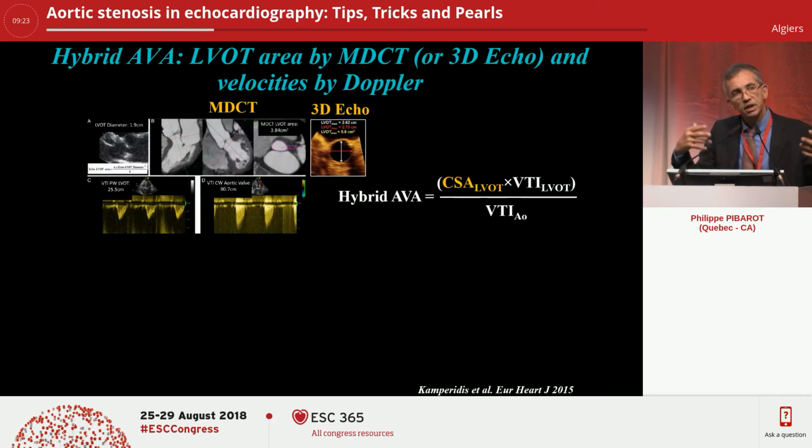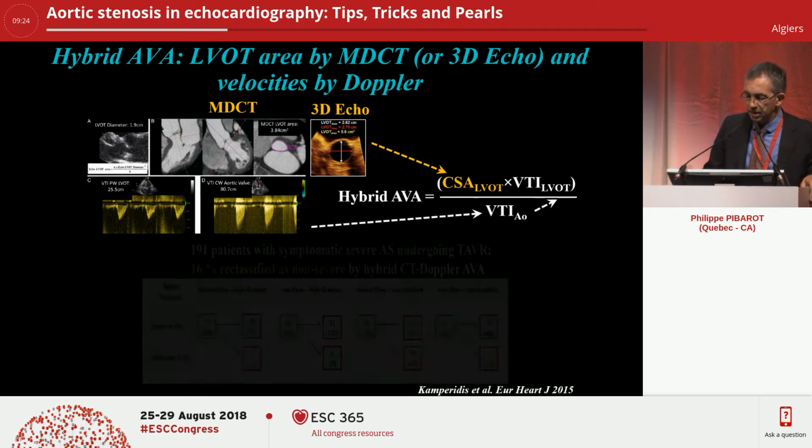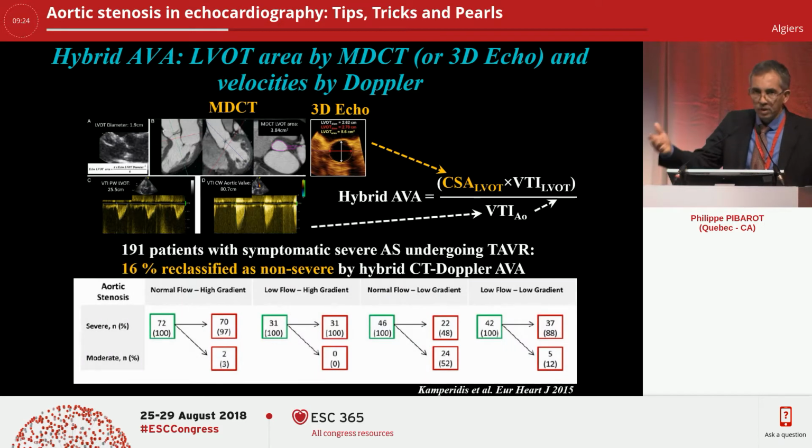So given the limitation and the challenge in measuring the LVOT area by 2D echo, as we do routinely in the echo lab, some people have proposed to use a hybrid method where you measure the LVOT area by CT or 3D echo instead of measuring by 2D echo. And then, of course, you use the velocity in the continuity equation as usual. So again, the LVOT area will be obtained by the 3D imaging modality, CT or 3D echo, and the velocity obtained by Doppler.